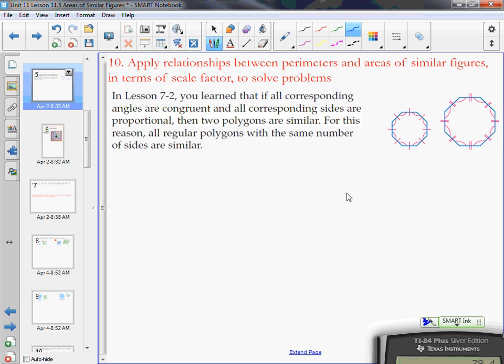Okay? Now, for this to be true, you have to say that a scale factor of 1 to 1 is okay. Because really, congruent figures are a special type of similar figures. Okay? Congruent figures are really similar figures with a scale factor of 1 to 1. But that wouldn't have been a good way to teach you congruent figures right off the bat, would it? Okay? But now you know.